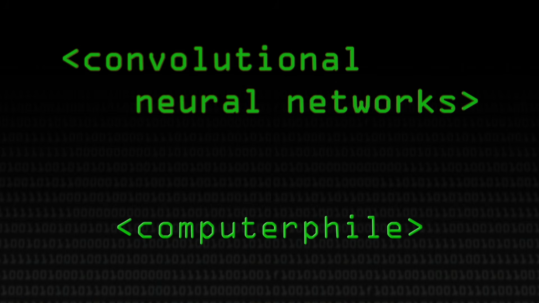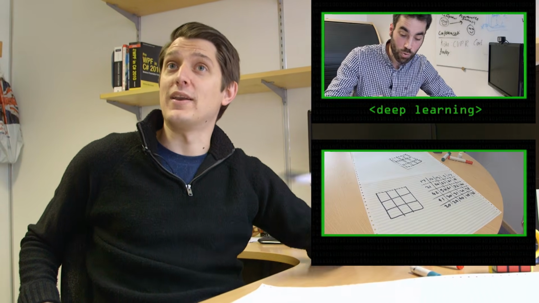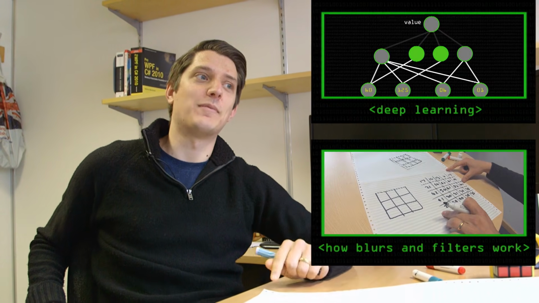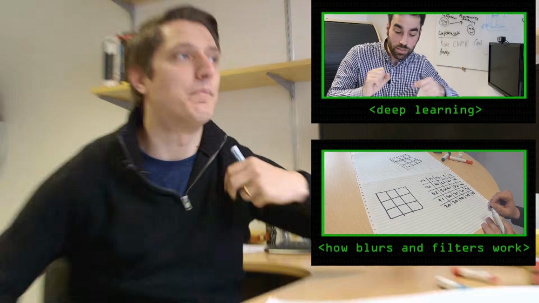Let's talk about convolutional neural networks. They combine both deep neural networks, which is what Bryce was talking about, and kernel convolutions, which is what I talked about in a previous video. So I would thoroughly recommend people watch that video, because if you don't know what a kernel convolution is, this isn't going to make much sense to you. So watch that video first.